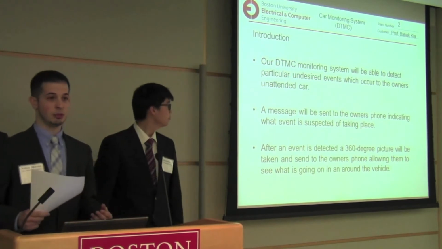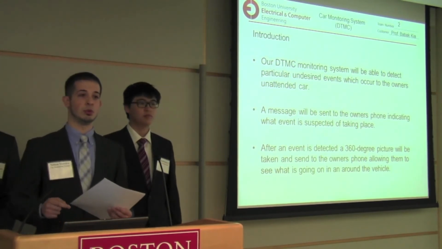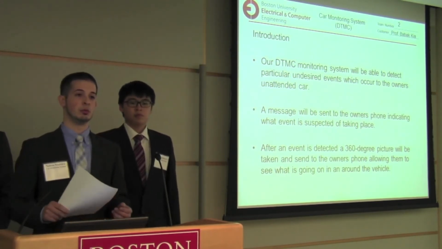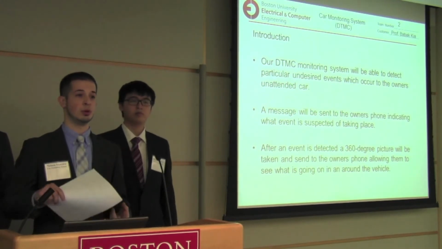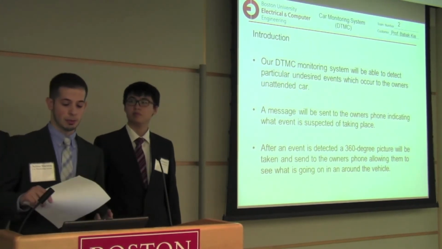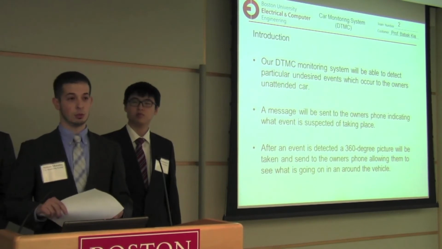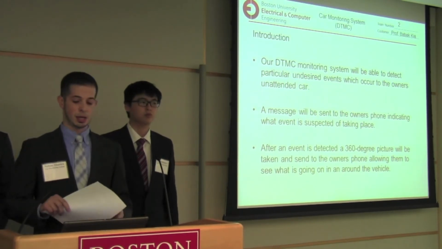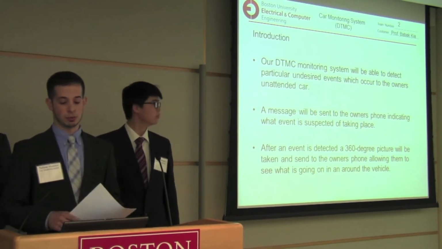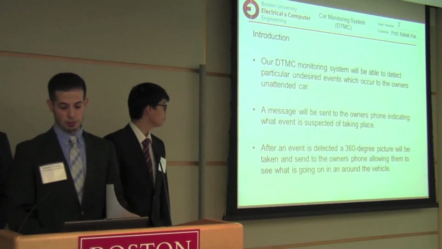A 360-degree picture will be taken from a second module within the car. The second module will be either mounted on the dashboard or on the windshield of your vehicle. This 360-degree picture will be sent to the user's phone, and the user can also extract more information from this picture on an Android app that's on their phone.